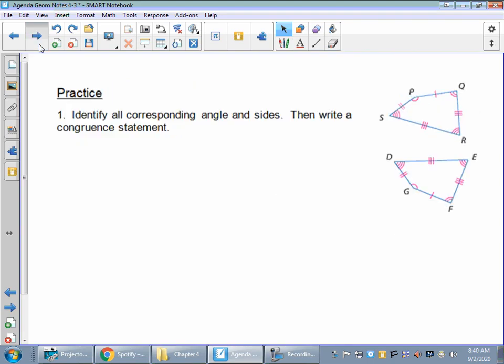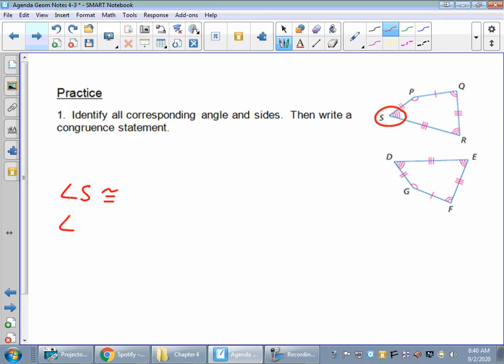Okay, so let's get into some practice problems now. First one says, identify all corresponding angles and sides, then write a congruence statement. Okay, so first, we start with one side. So if I start with this first one, angle S is the first one right here, right? It's got four arc marks. So let's just go along in order here, counterclockwise, S, R, Q, P.